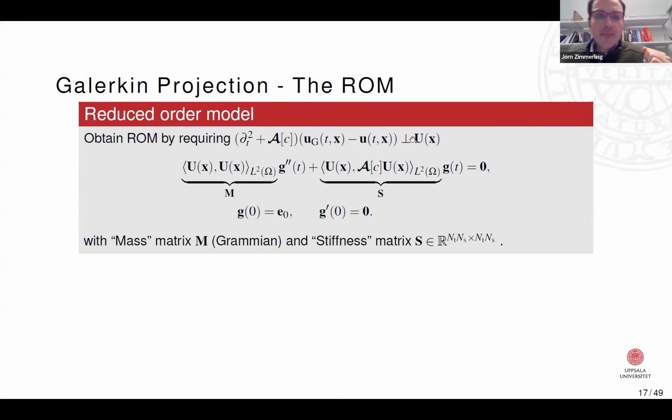And if you do that, you end up with two matrices. You end up with something called the mass matrix, which is the Gramian of the inner product of U with itself. So that's every field U at every time step, inner product with every field U at every other time step. That's in front of this function G double prime. And then you have the projection of A onto this finite dimensional space U, and you have some initial condition. So M is the mass matrix, and S here is the stiffness matrix.